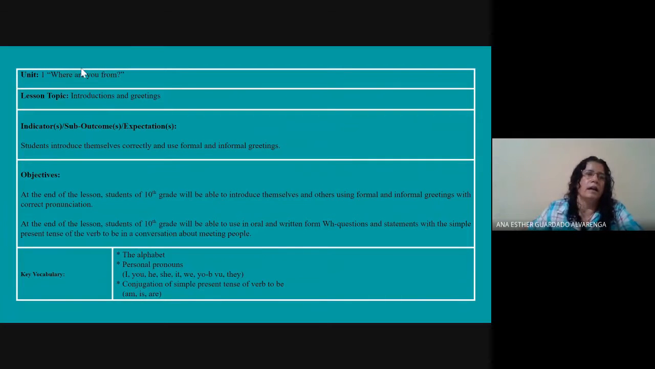And here I have the name of the unit, which is Where Are You From, and the lesson topic, introductions and greetings. My expectation is that students introduce themselves correctly and use formal and informal greetings. Here I have 2 objectives.